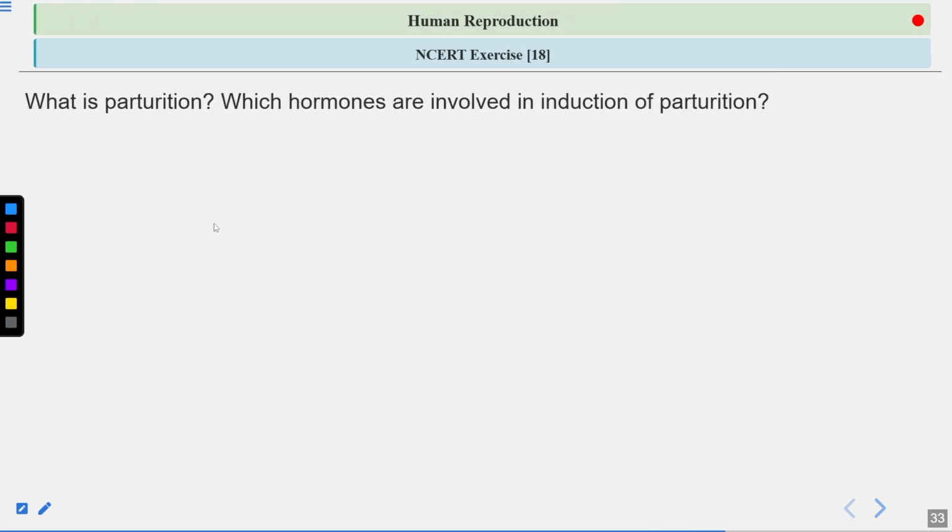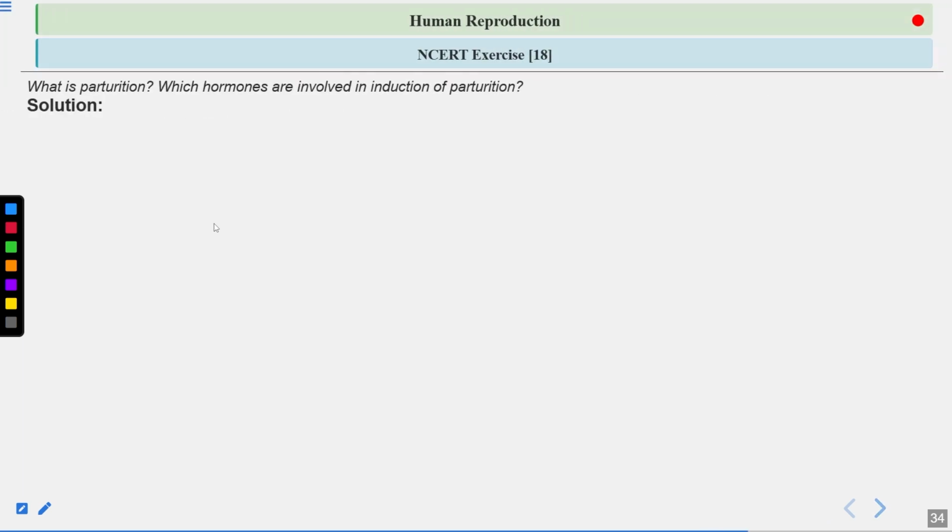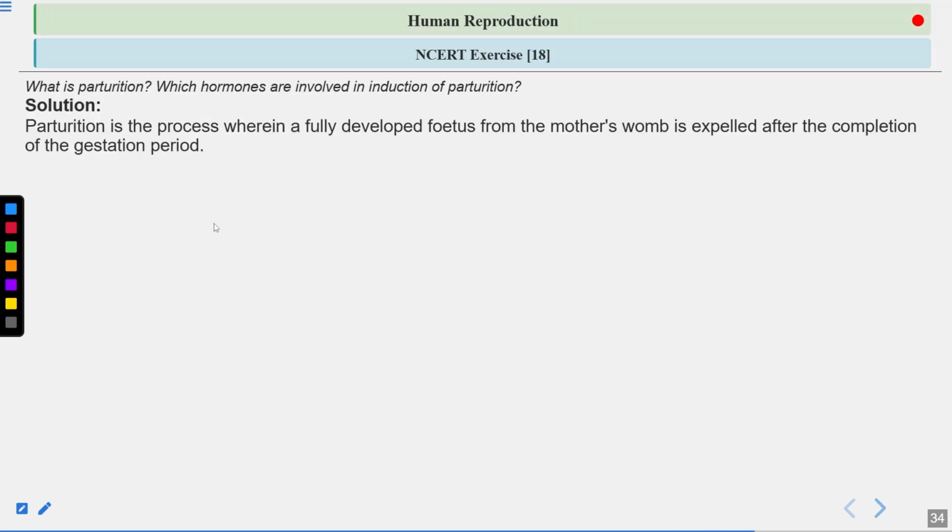Now, what is parturition? Which hormones are involved in induction of the parturition? So parturition is a process wherein a fully developed fetus is expelled from the mother's womb on completion of the gestation. So parturition is basically delivery of the fetus, or you can say childbirth, when the fully developed fetus is delivered through the vagina.